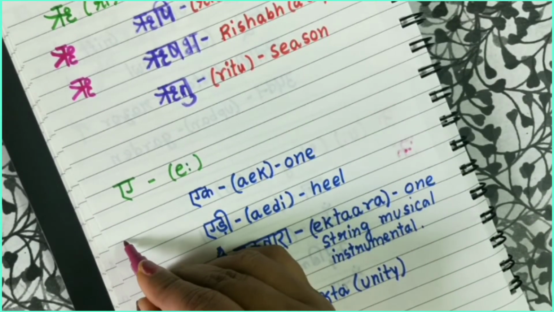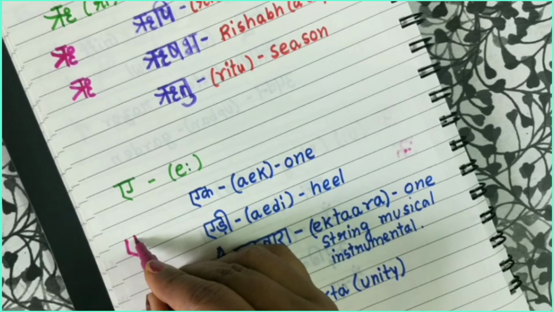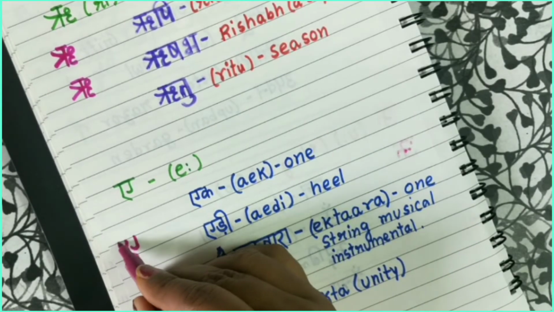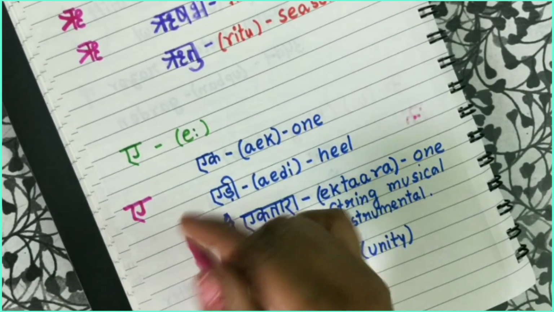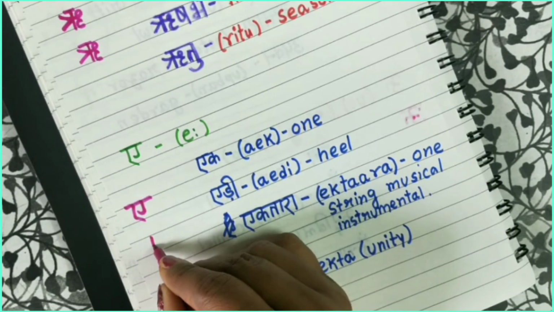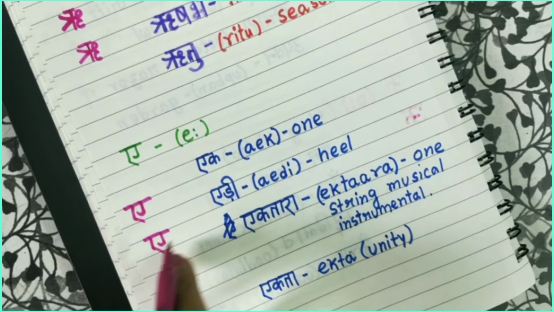So how can you write this? First a standing line, then a slanting line. Then from here, a slanting line and make a curve. And put a shiro rekha or sleeping line. Once more: standing line, slanting line, standing line, curve. And one sleeping line. That is e.